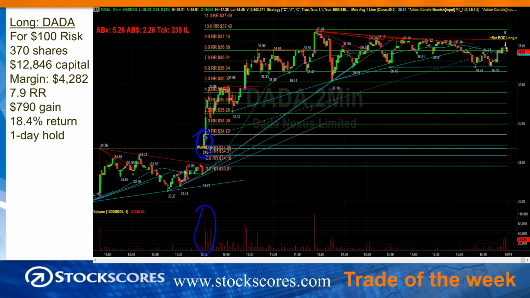For every $100 of risk, this trade required 370 shares, which was $12,846 in capital. But of course, when you are trading these higher price stocks, if you desire, you can margin them 3-to-1. Day trading, pretty safe to margin because you're not holding overnight. And so that means that the capital requirement was $4,282, which represented, at the end of the day, a 7.9 times risk gain, or a $790 gain for that $4,300 of capital. That's an 18.4% return on a one-day hold.